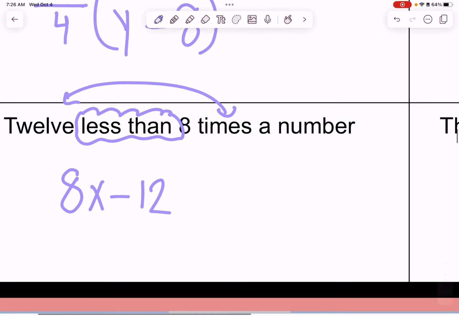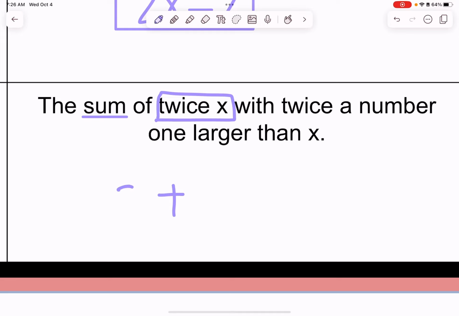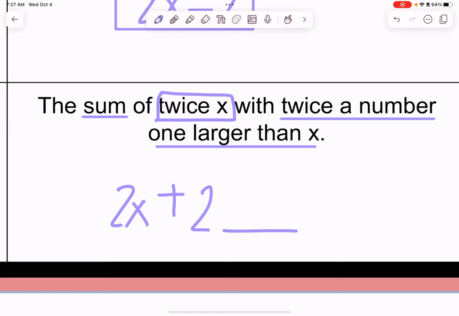All right, this next one is kind of tricky. It says, the sum. We should all know what the word means, we're adding. The sum of twice x, or 2x, a twice a number, and 1 larger than x. So twice a number. I need to put my number here. And my number is 1 larger than x.